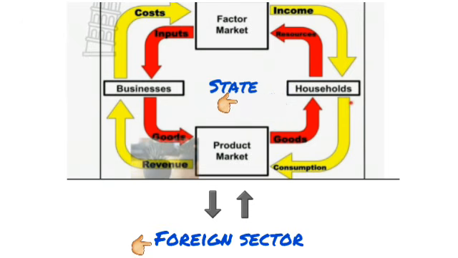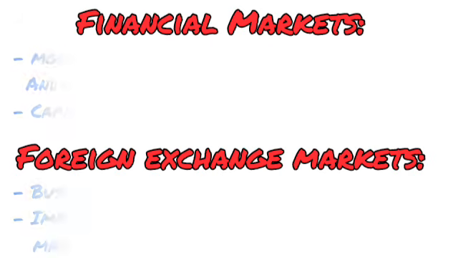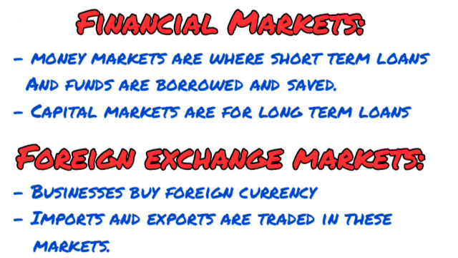But then those are not the only markets that we have. We also have our foreign sector, which gives us the foreign market. And then we also have the financial market, which is where those businesses, remember we said the investments are being invested in the financial sector. That means our banks and our financial institutions. So the financial sector is divided into the money market and the capital market.